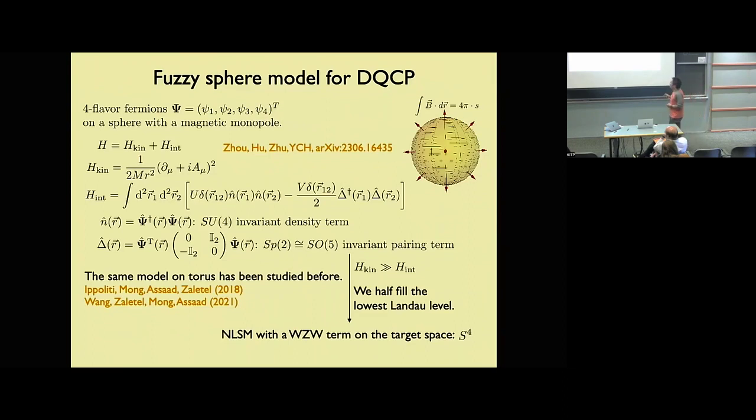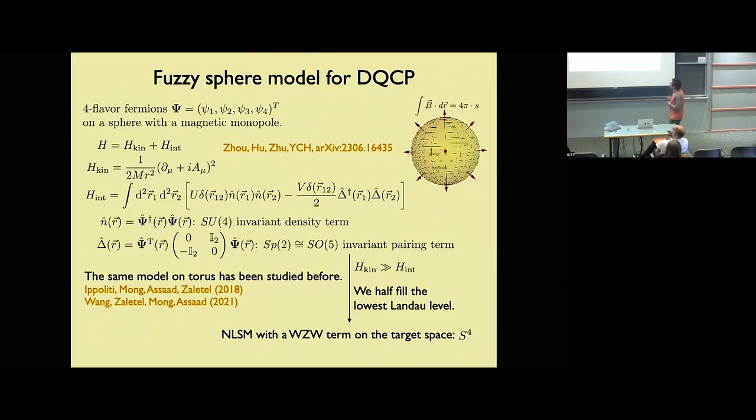The Hamiltonian of this system will be, first, a kinetic term that just describes the kinetic energy of my fermions. That is a minimal coupling between fermions and the gauge field coming from the magnetic monopole. And then we have interactions. The first term we call the density interaction. We can define the density operator, which is just psi dagger psi, and it will be an SU4 invariant Hamiltonian density term. Remember that we have 4 components, so in principle you can have SU4 symmetries that rotate between different flavors of fermions.